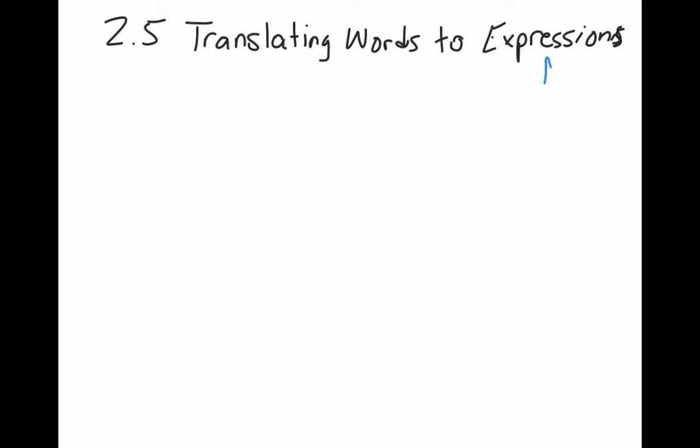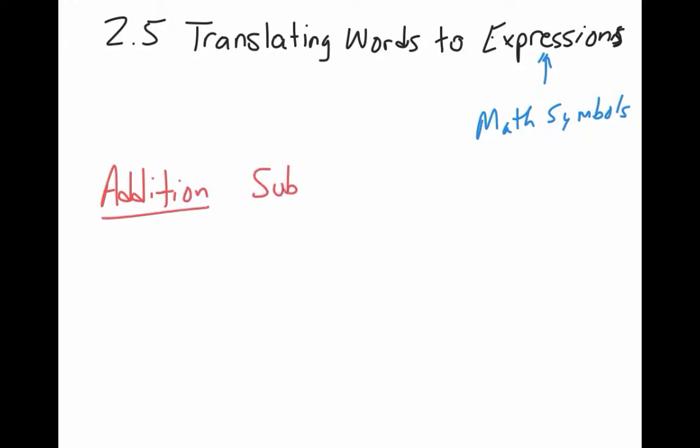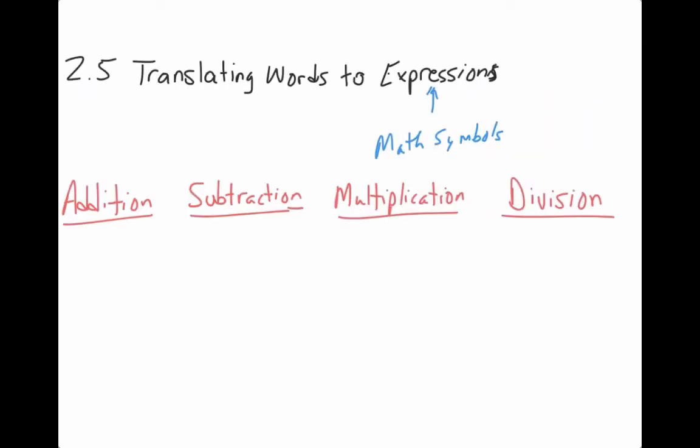So for the expressions, what they're really saying is we'll just say math symbols. So how do you take a story problem and change it to like x plus 4 or 3 times m or something like that? I'd make these headings first of all. So addition, subtraction, and multiplication and division.